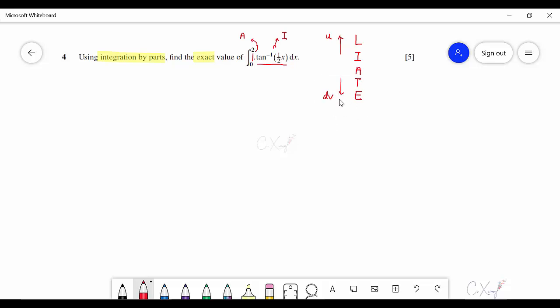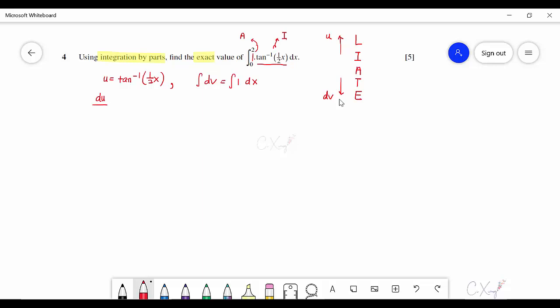Since you already decided that u is the inverse trigo, you let u equal tangent inverse half x, where dv will be equal to 1, so integrate 1 dx. This is how we start the integration by parts. You have to decide the u and dv correctly first. For the u part here, you need to do the differentiation.